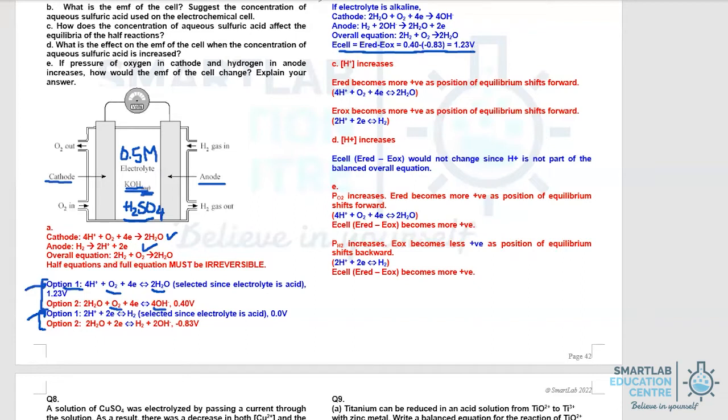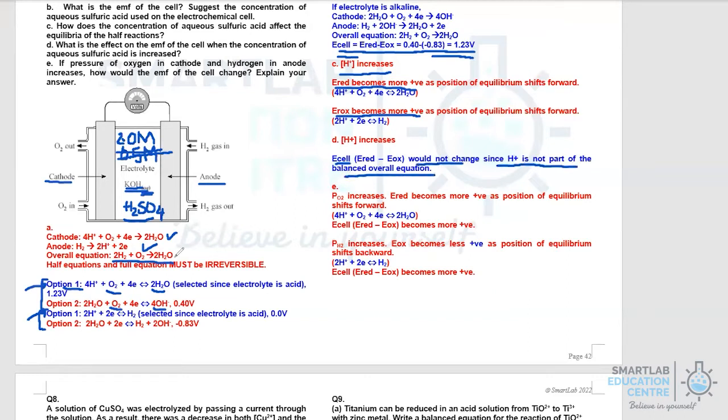Why is this so? This is so because if you look at the full equation, it does not involve any H plus or OH minus. Hence, if we decide to change the concentration of sulfuric acid and increase it to 2 mole per dm cube, you will find that it will not affect the standard cell potential, as it will still remain 1.23 volt. The specific explanation is that if we increase the concentration of H plus, the E reduction will become more positive. The E oxidation will also become more positive. But what is important to note is that the E cell will not change, since H plus is not part of the overall equation as indicated here.